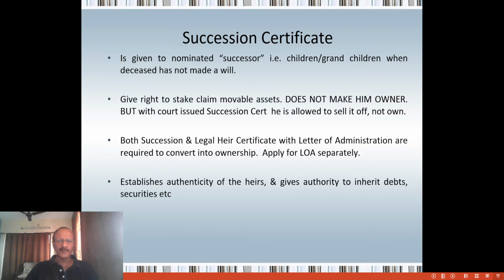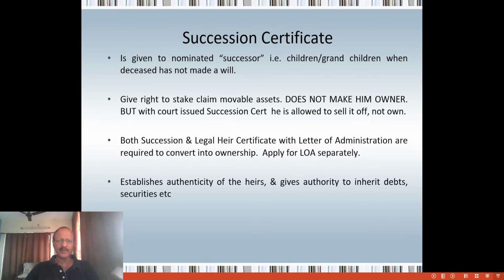So it is prudent first to get legal heir certificate, transfer whatever is possible. So that's what you should do. Apply for a legal heir certificate. That takes about 30 to 45 days. Get the certificate, transfer all these financial instruments. Then with the help of that, you also apply for a succession certificate. Then succession certificate is easier to get.